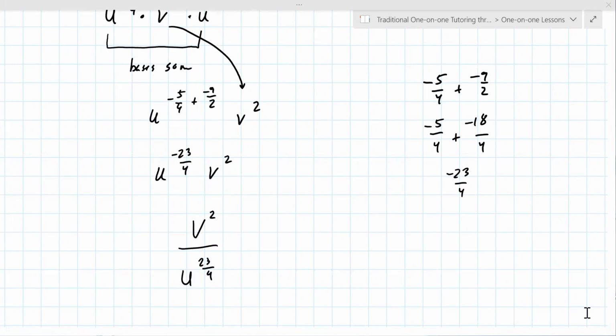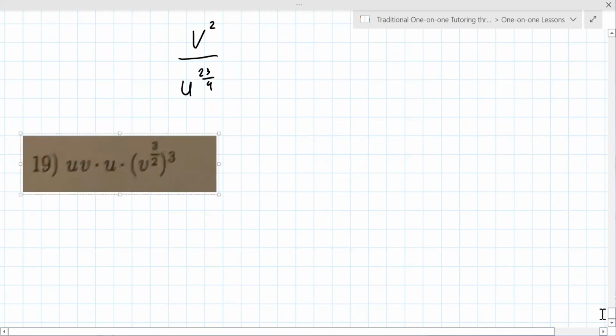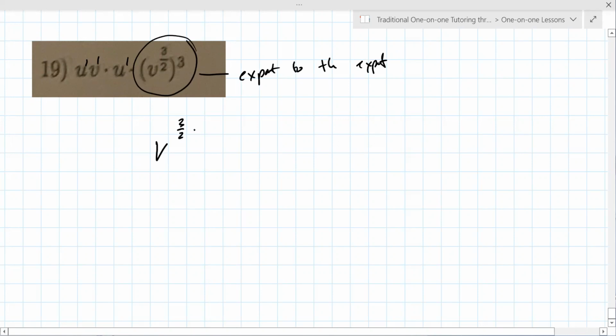19's a bit easier because it's all positive and nice, but you can see from there on out, it gets pretty awful. So we got u to the power 1, v to the power 1, u to the power 1, and then you've got this v to the 3/2 to the power of 3. That's the exponent to the exponent. You generally apply the exponent rule first, but not always. This is v to the 3/2 times 3, which is 3 over 1. When you multiply the tops, multiply the bottoms, and then you just bring everything else down.